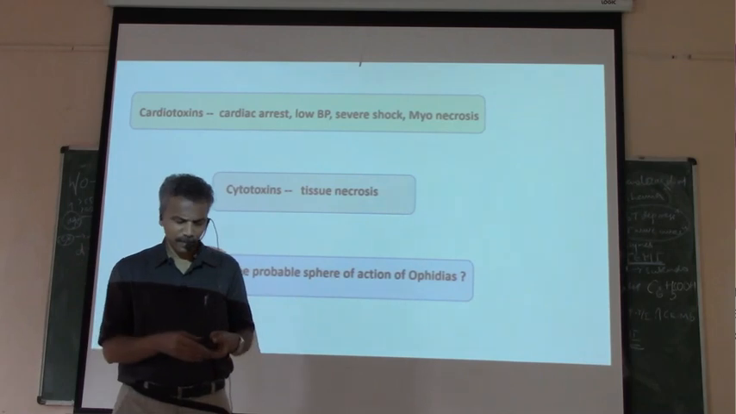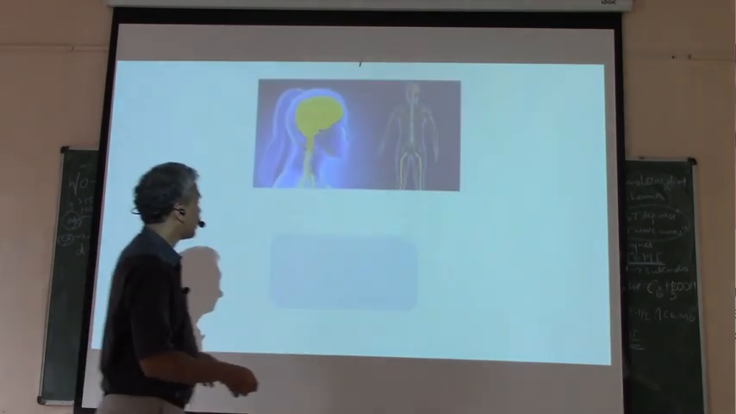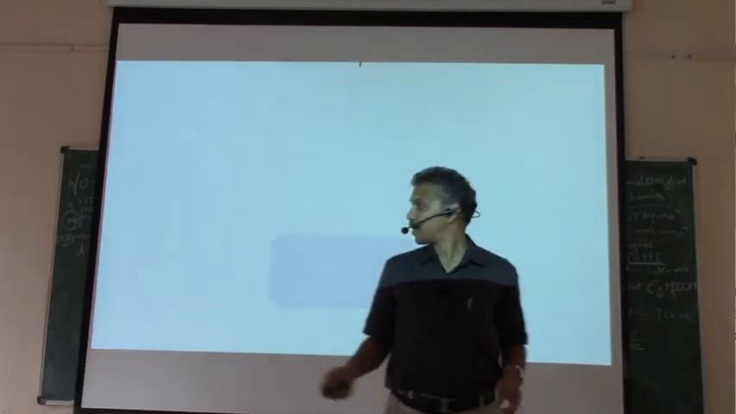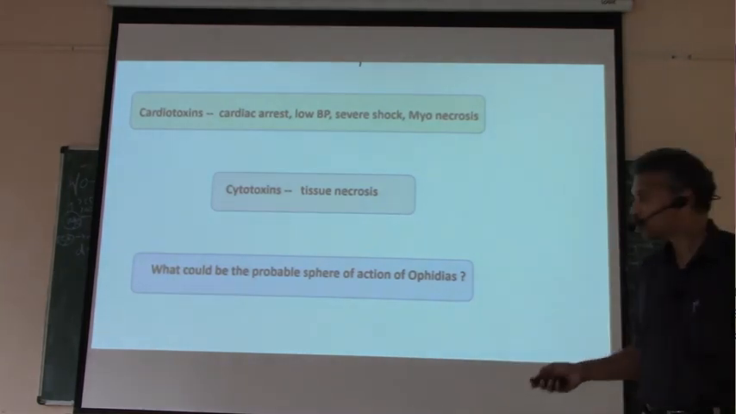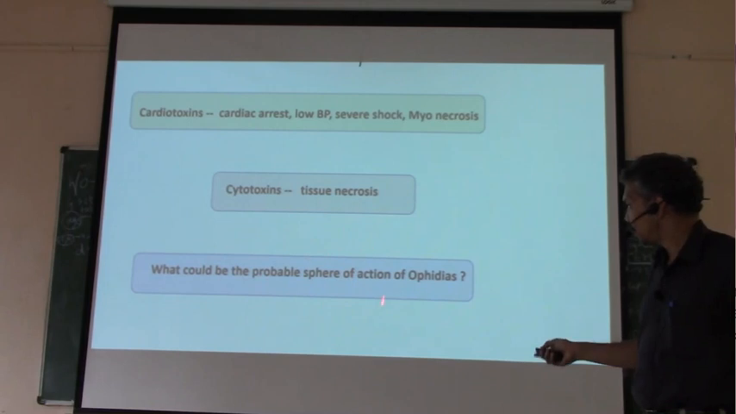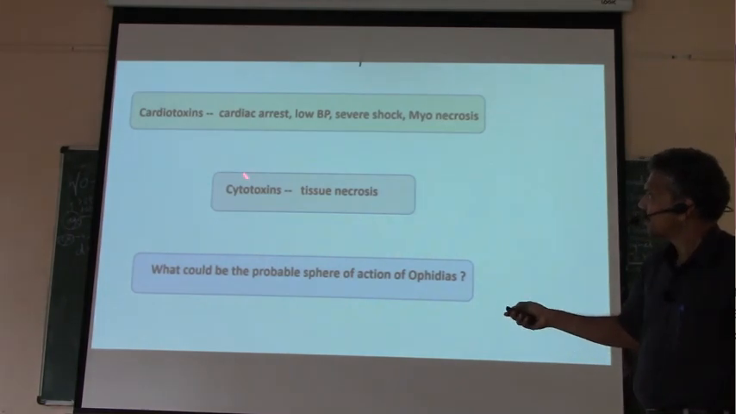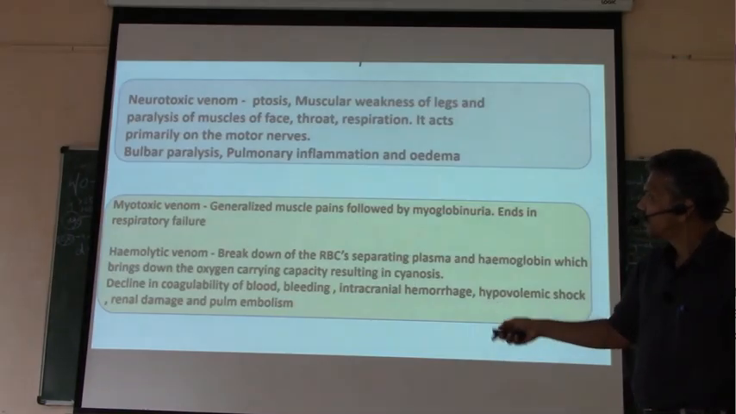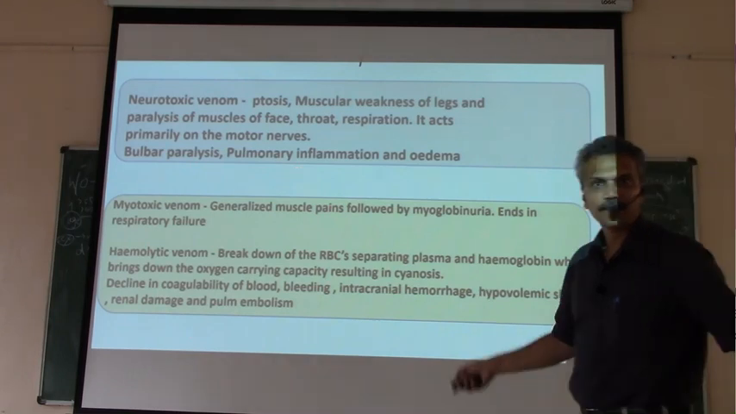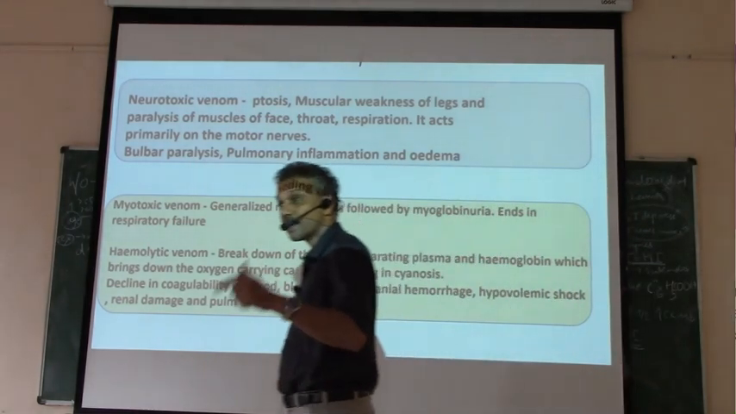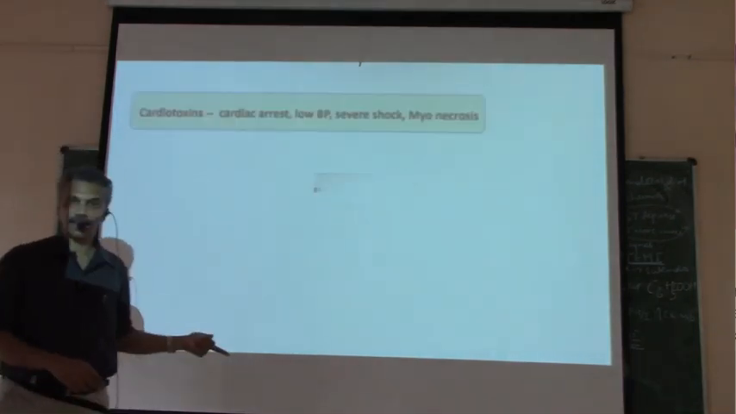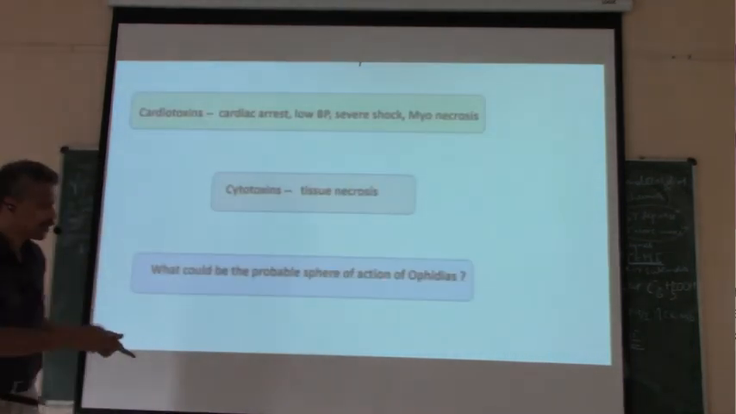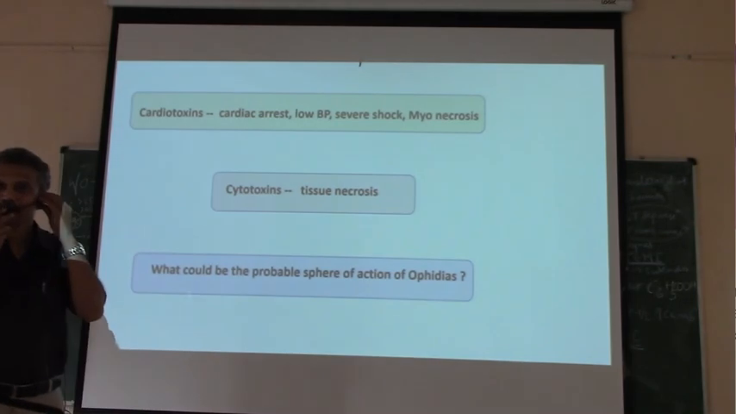Okay. So now we will focus on a very important area. And what is that area? Or what is that question I asked you? This is where we have stopped. What could be the probable sphere of action of Ophidia? Now try to understand, try to look back. You know all this. This is what a venom is capable of doing. So now, similia similibus curentur. We'll go back to the sphere of action of Ophidia.